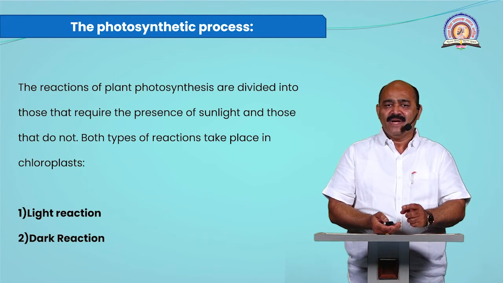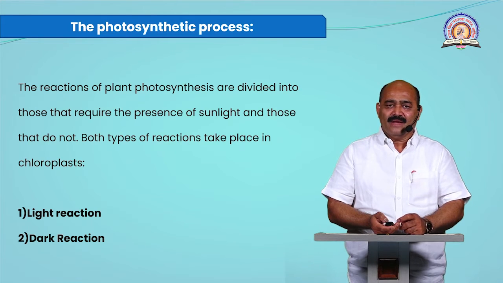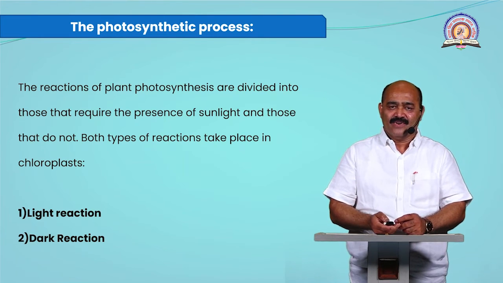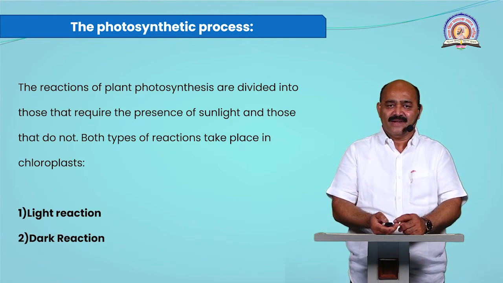That means the complete mechanism of photosynthesis is divided into two parts. Light reaction, also known as light dependent reaction because light is required. And the second process is known as dark reaction. It is also known as light independent reaction because there is no need of light for conversion of carbon dioxide to carbohydrate. That's why it is known as light independent reaction.